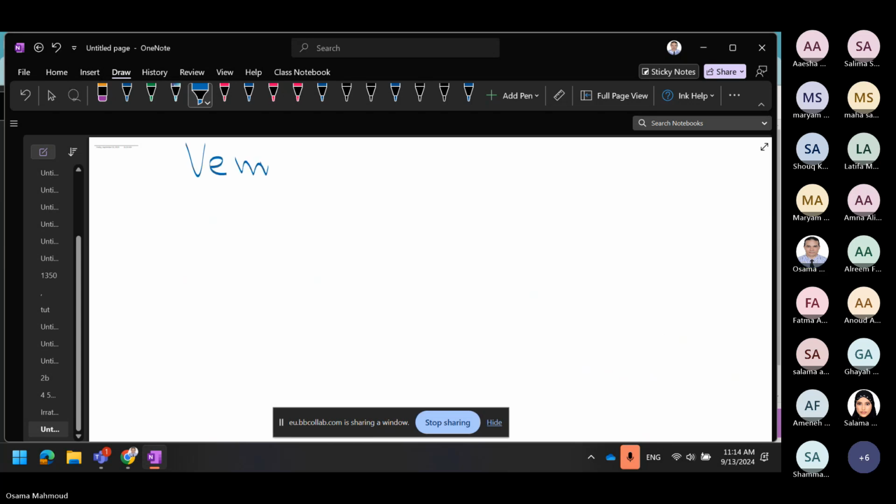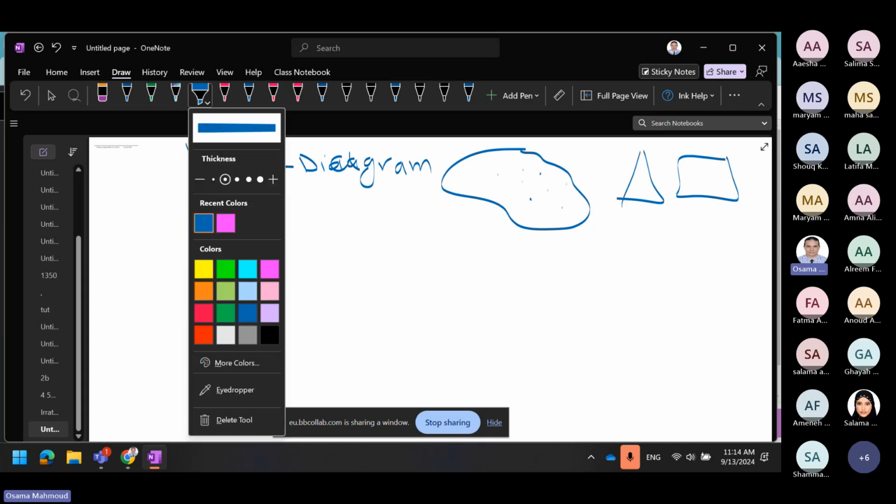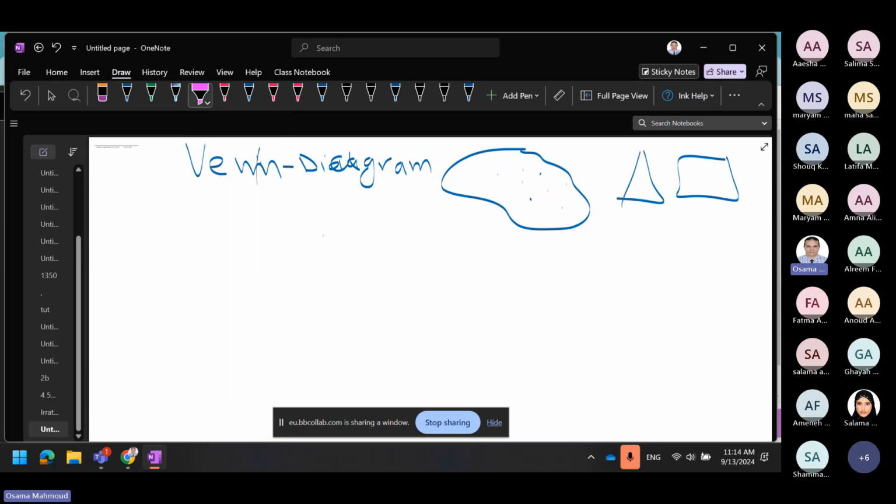Venn diagram. Venn is a man representing a set in any closed curve. You can draw it like this, in a triangle, rectangle, whatever, but you write your elements here. This is one of the methods of representing the set. So I can represent this set by the Venn diagram, or by another way, they call it roster.